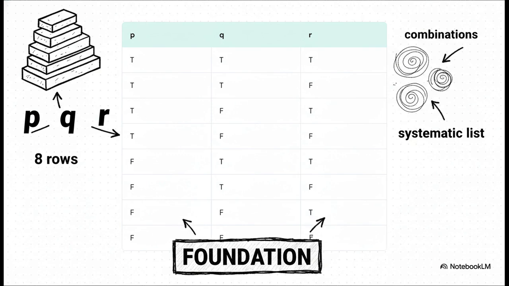Okay, now we fill in our foundation. And you might think this is tedious, but there's a really cool pattern, a little trick to make sure you get them all. For the first column, P, you just alternate every 4. 4 trues, 4 falses. For Q, you alternate every 2. 2 trues, 2 falses, 2 trues, 2 falses. And for R, you just alternate every single one. True, false, true, false. See? That simple pattern guarantees we've covered every combination without even thinking about it.